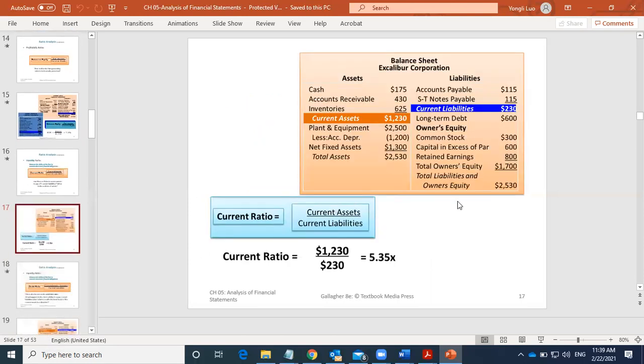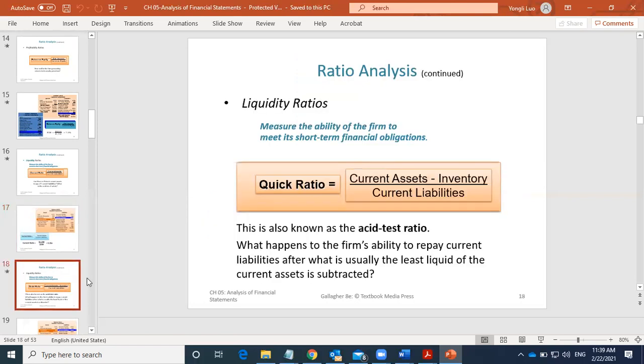And for a business, the current ratio is your total current asset divided by total current liability. And we have an even more stringent one, called the quick ratio.